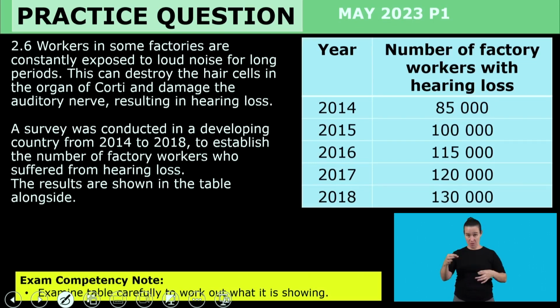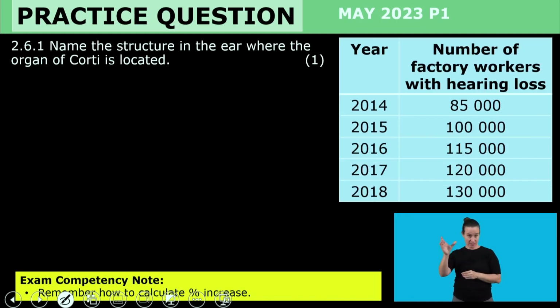May 2023, paper 1, 2.6. Workers in some factories are constantly exposed to loud noise for long periods. This can destroy the hair cells in the organ of Corti and damage the auditory nerve, resulting in hearing loss. A survey was conducted in a developing country from 2014 to 2018 to establish the number of factory workers who suffered from hearing loss. The results are shown in the table alongside. The table here, you engage with it, so you've got the years here, and you also have got the numbers of the factory workers that suffered from hearing loss.